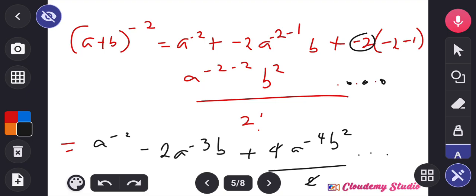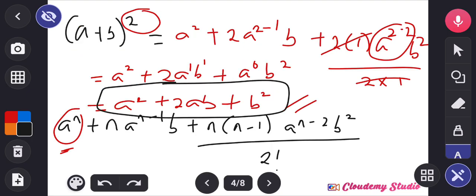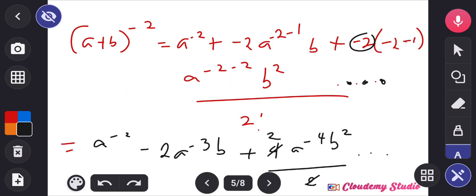So these two cancel these two. I'm left with 2 a raised power minus 4 b raised power 2. So can you see that it is not the same thing as what I have when I use a positive integer? You understand? In positive integer, I have a squared plus 2ab plus b squared. But this one, I'm having a raised power minus 2 minus 2a raised power minus 3b plus 2a raised power minus 4b squared. You understand? Then it goes like that, like that. So that is how it works for binomial expansion or the binomial theorem.